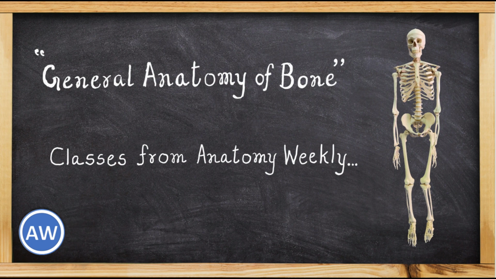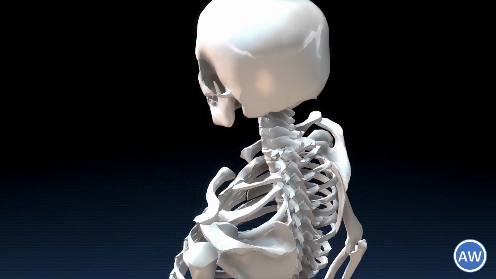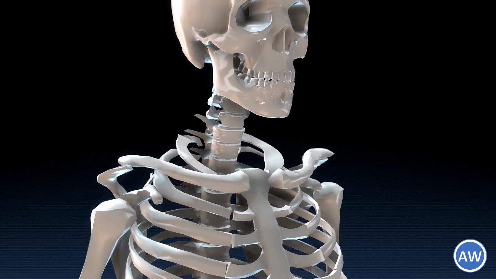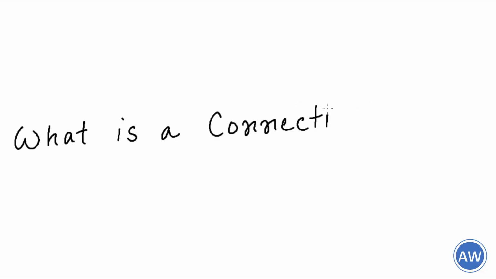Today, in this episode, we'll be discussing the general anatomy of bone. We all are familiar with the bone, and we know that bone is a tissue which forms the framework and provides mechanical support. What type of tissue is it? It is a connective tissue. What is a connective tissue?